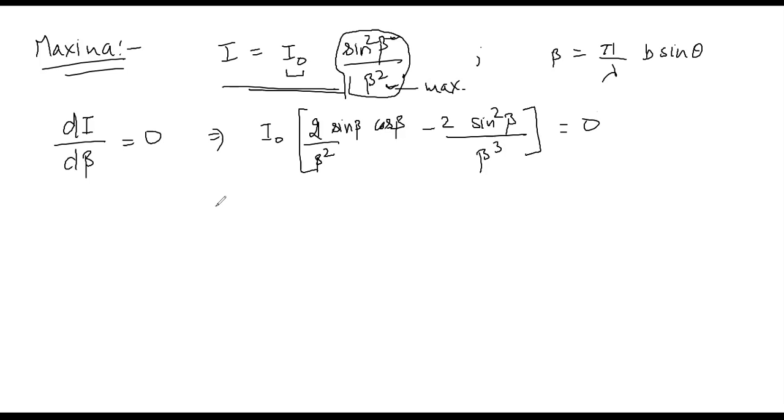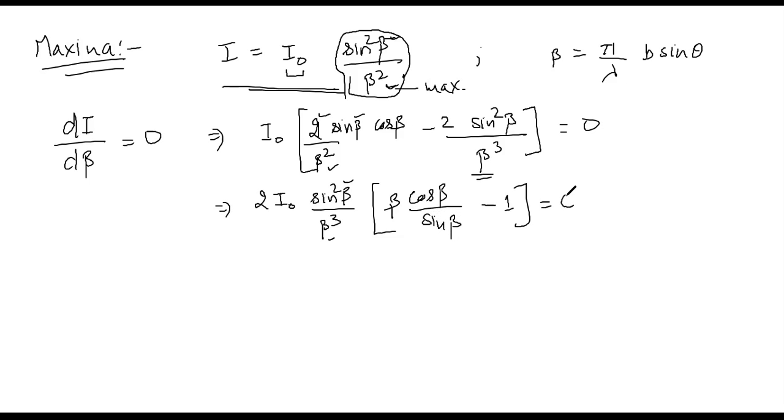Now from here, what I can do is that 2 times I naught sin square beta upon beta cube को, ये वाली जो term है, सारी की सारी let's take it common. यहां से आपने 2 को बाहर निकाल दिया, beta cube निकाला है, but यहाँ तो आपके पास में सिर्फ beta square है, so that means you have to multiply by beta. यहाँ पे सिर्फ sin beta है, आपने sin square beta को बाहर निकाला है, so that means you have to divide this function by sin beta. -1 is equal to 0.